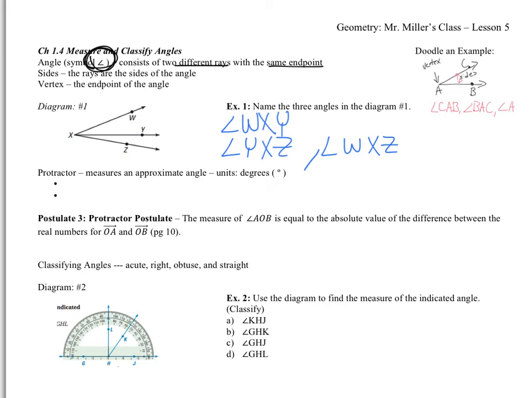The next thing we need to look at is a protractor, and a protractor is actually this thing that I have on the bottom here in diagram number 2. A protractor measures an approximate angle, and its units are degrees, and this little symbol that I have up here, that's my unit for degrees. Okay, so there's a couple things we need to know.